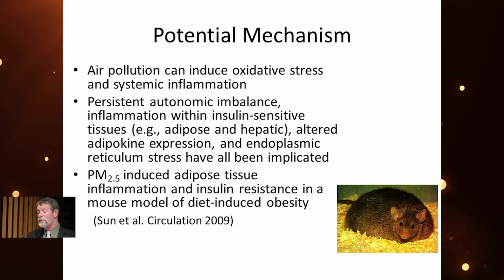Air pollution can induce oxidative stress and systemic inflammation, and persistent autonomic imbalance. Inflammation within insulin-sensitive tissues, like fat tissue and liver tissue, altered adipokine expression from adipose cells, and increased stress within each cell have been implicated. And there's actually animal data to show that fine particulate exposure can induce an insulin-resistant pre-diabetic state. And this is actually a photo of a mouse from this study.